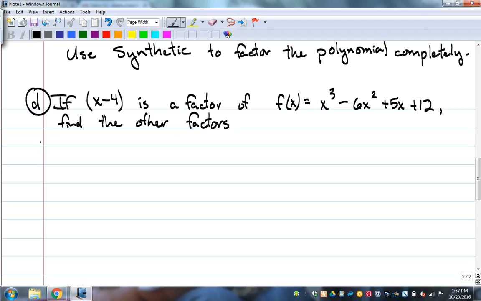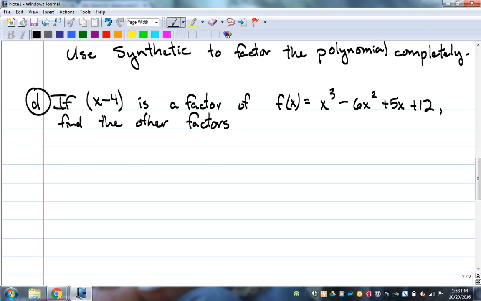Now, here I'm telling you what one of the factors is. We're going to build up later on in this chapter to what if I don't tell you that. Today, you're going to get that information. I'm going to tell you what one of the factors of the polynomial is. So x minus 4 is a factor of that. That means when I divide x minus 4 into this polynomial, the remainder would be 0. That's what it means to be a factor.